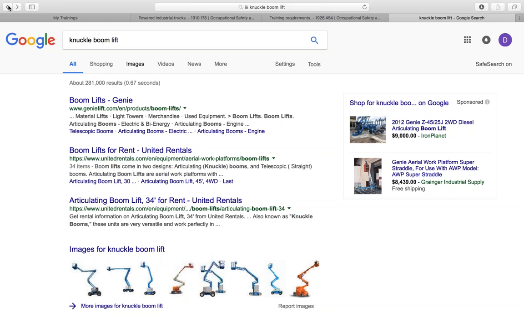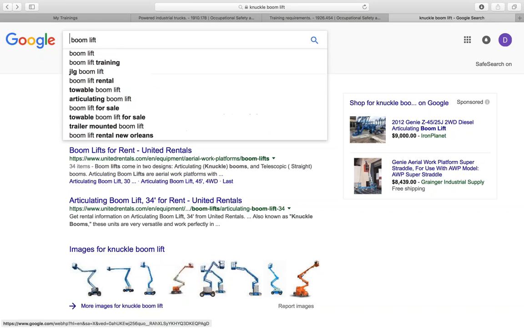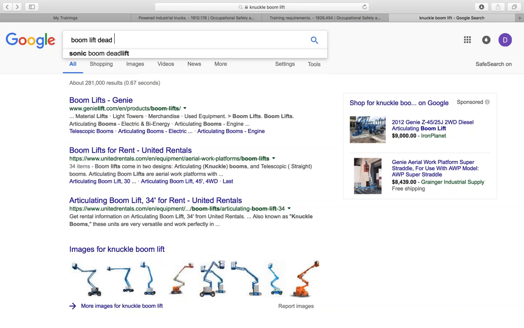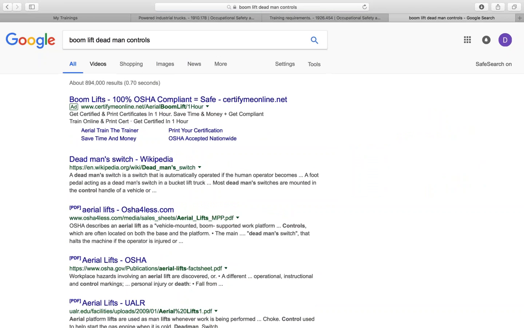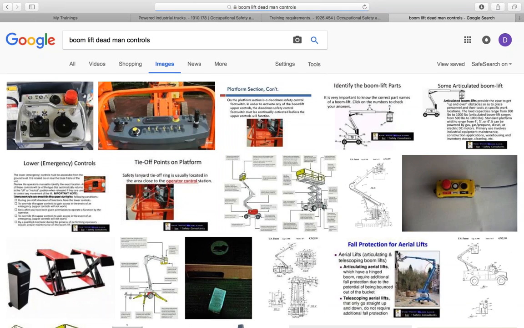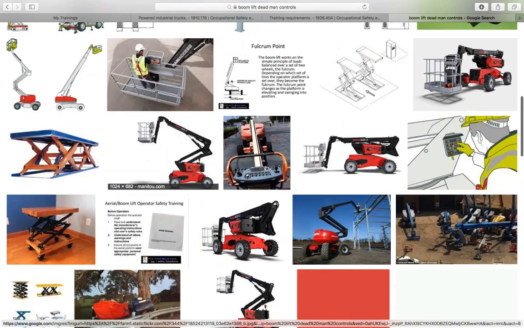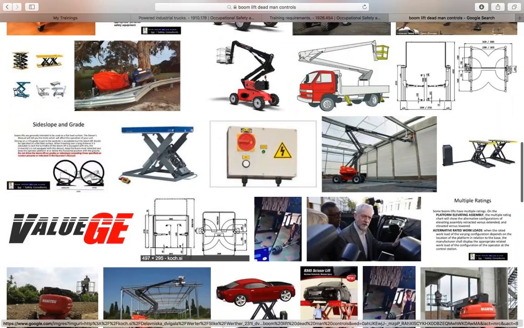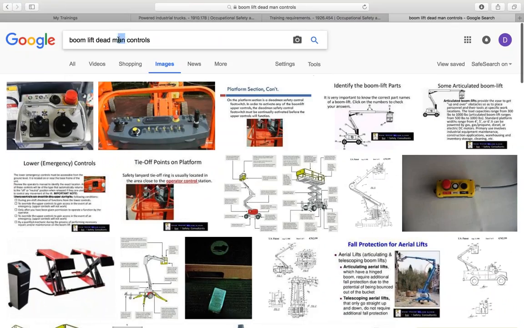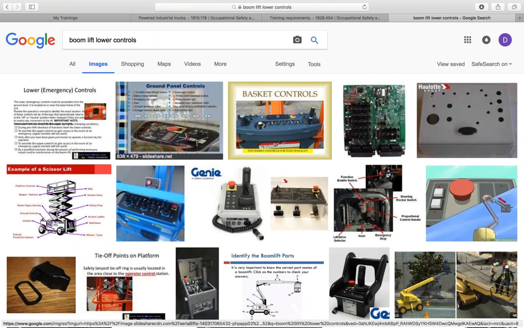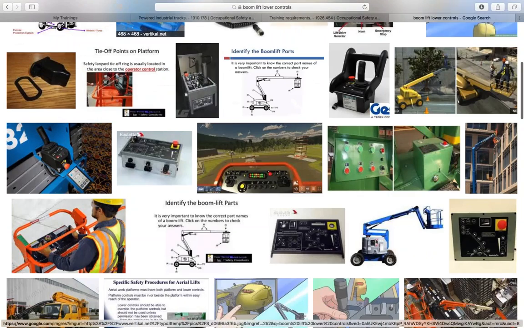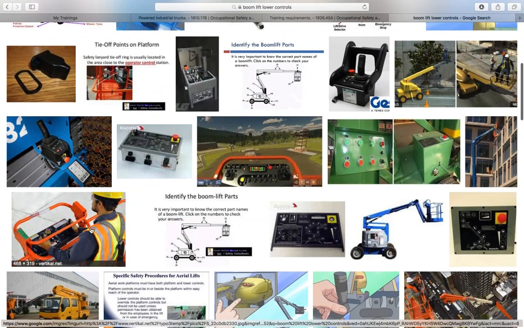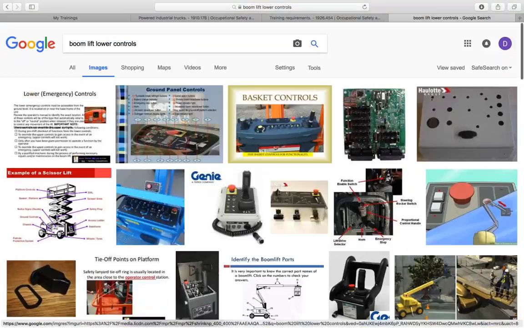Okay, so let me do this. Let's do dead man controls. Let me try lower controls maybe. It might not be a good thing to call them dead man controls. So just depending on the piece of equipment, they're going to have controls up top, and then let's see.